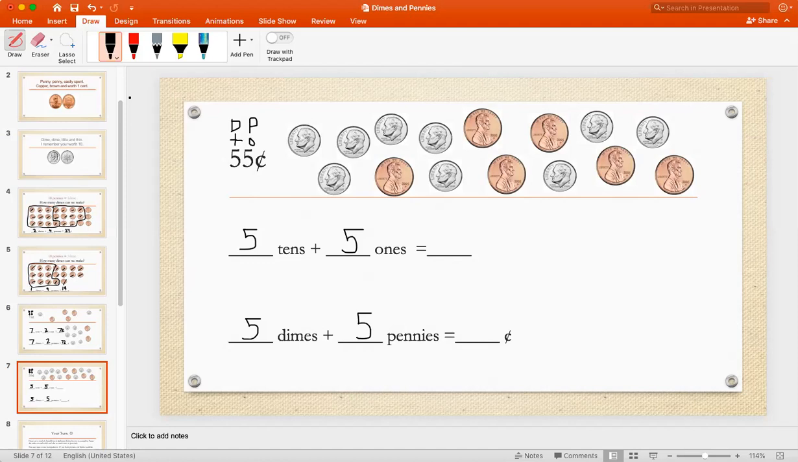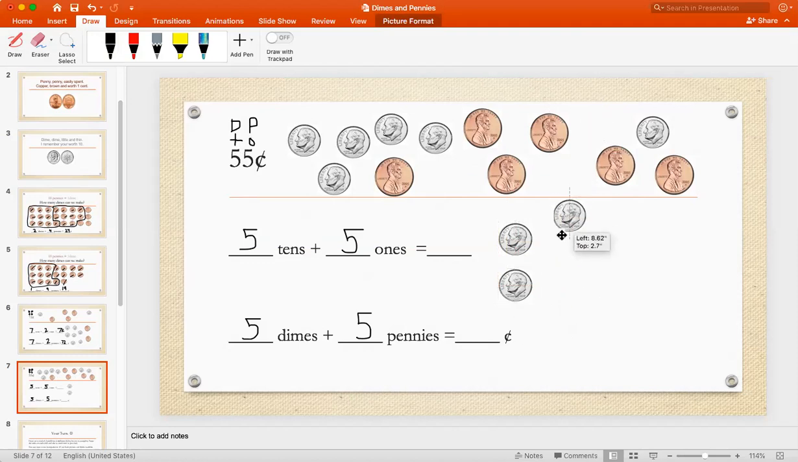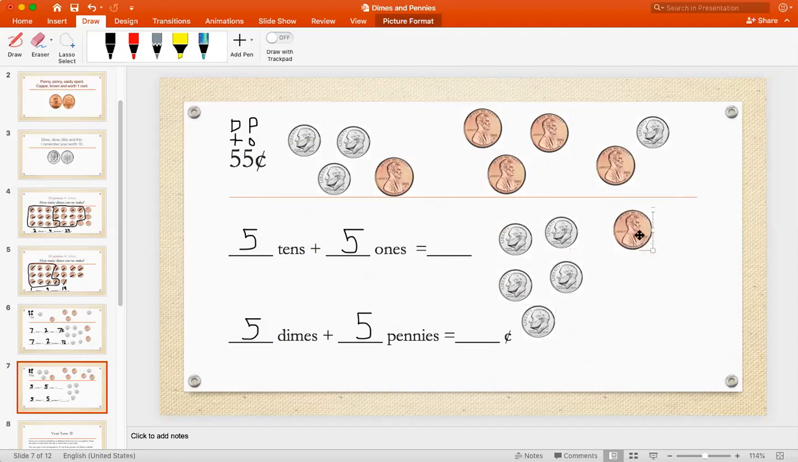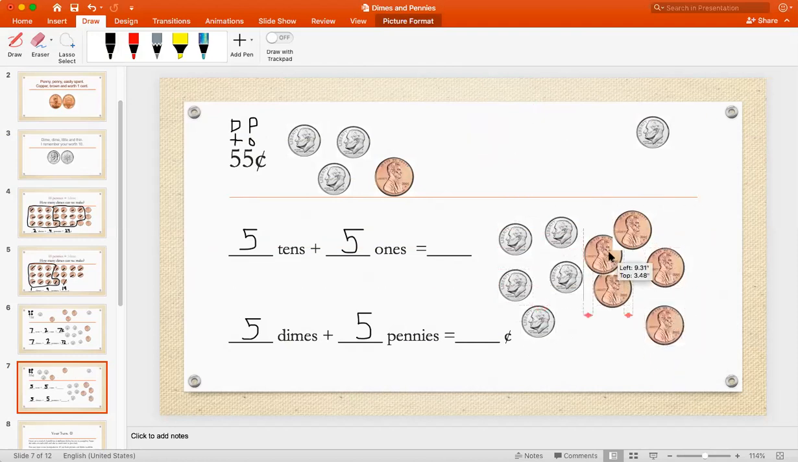Okay, now we are going to pull down exactly what it tells us to. How many tens or dimes? 5, so we're going to pull down 5. 1, 2, 3, 4, 5. And how many ones? Also 5, so we're going to pull down 5 ones or pennies. 1, 2, 3, 4, 5. Now we're going to count it all together.